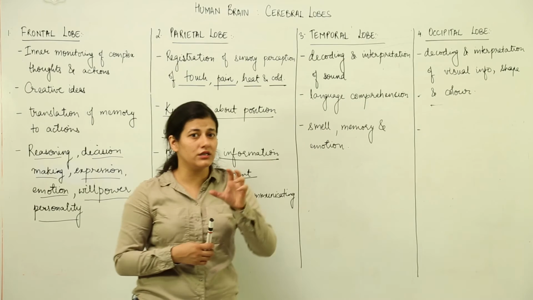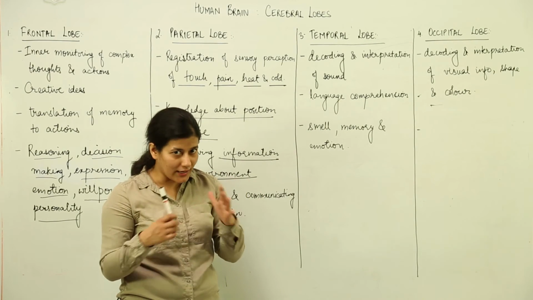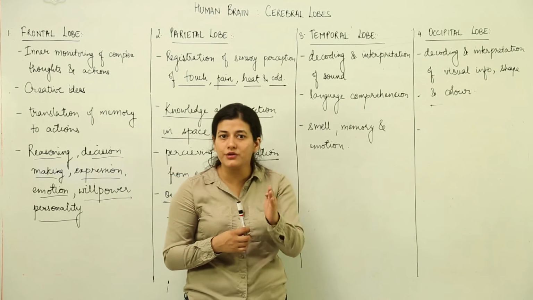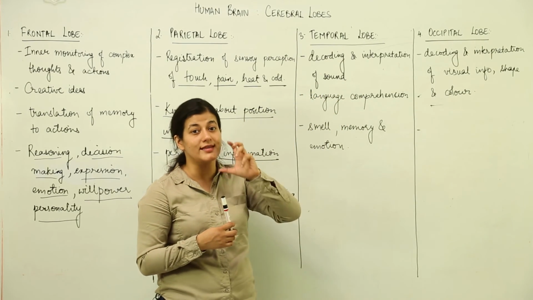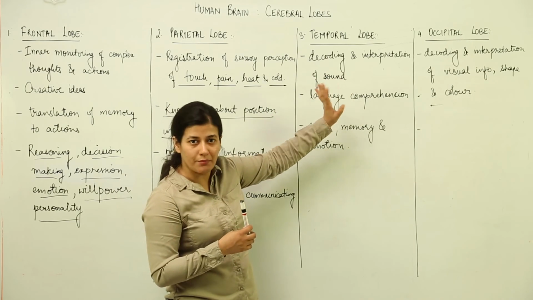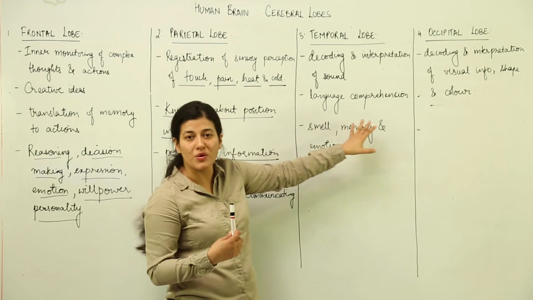Now when you hear the sound, you're not listening to what I am speaking like blah blah blah. It is not like that. You are decoding each and every word. You are trying to understand what I am saying. So that decoding and interpretation of the sound that is coming from any source would be done in the temporal lobe. And apart from that decoding, there is language comprehension as well.